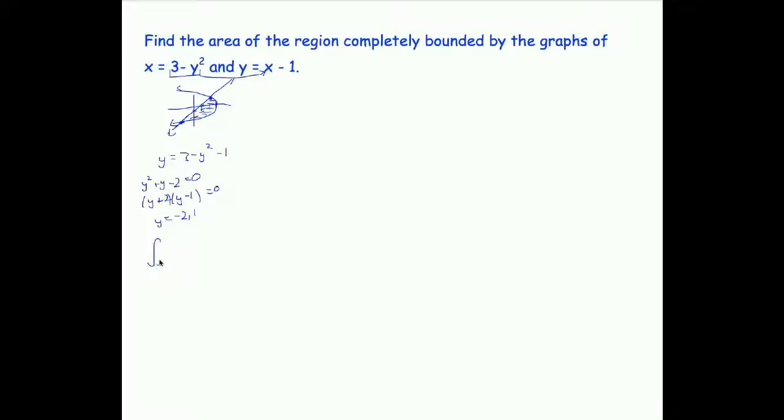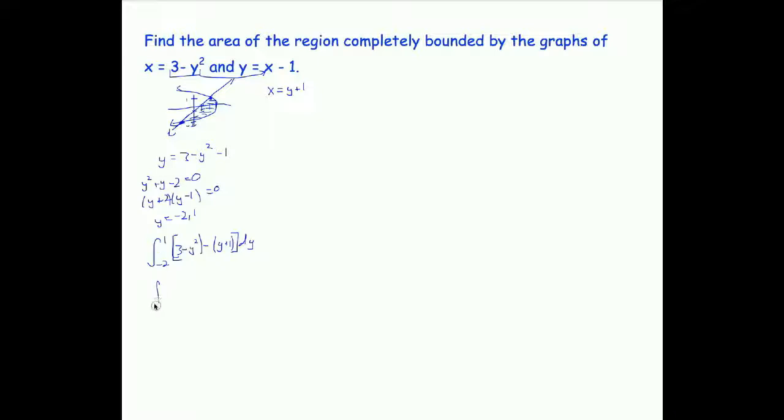So let's do that. So we're going to integrate. We're going to go from -2 to 1. So this y value is a -2, and this value is a 1. So we're integrating from -2 to 1, and we want to do the rightmost one, which is the parabola. So we'll do 3 minus y squared, and we'll subtract the line. Now remember, we're doing this in terms of y, so we need to go ahead and solve for x here. So if we add 1 to both sides, we'll get x equals y plus 1. And so we're doing the parabola minus the line, y plus 1, dy.